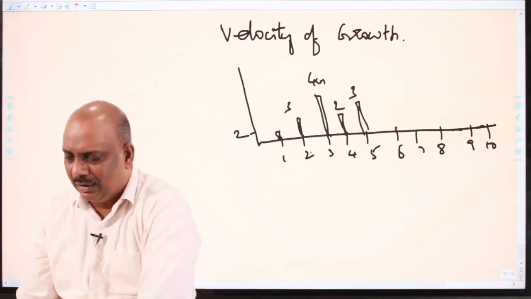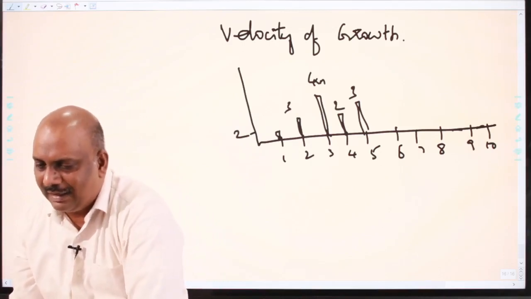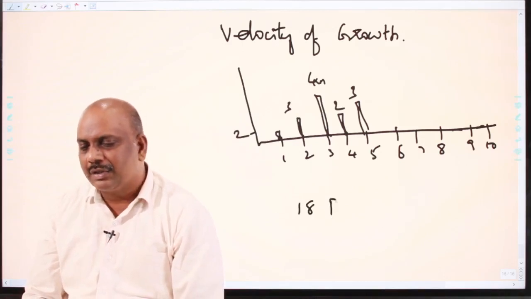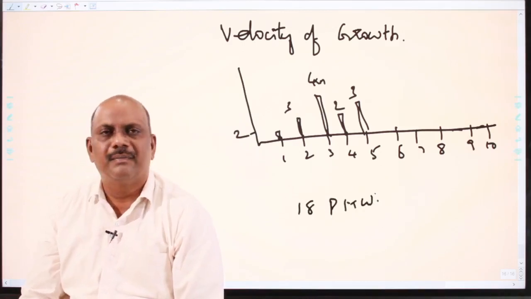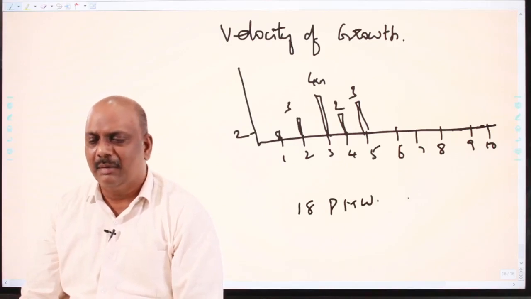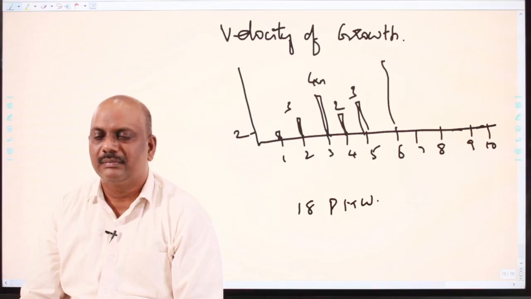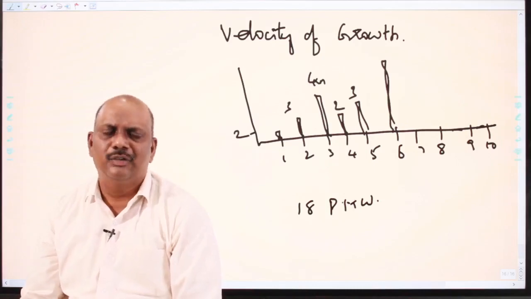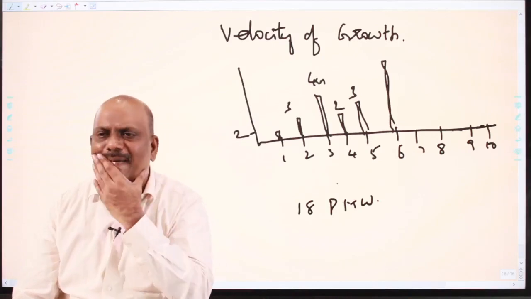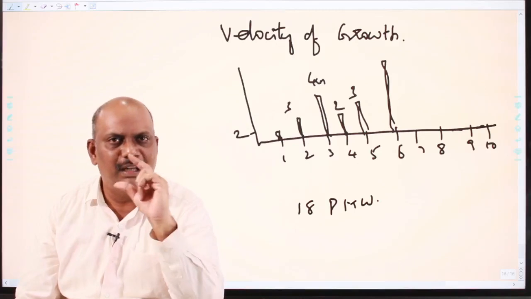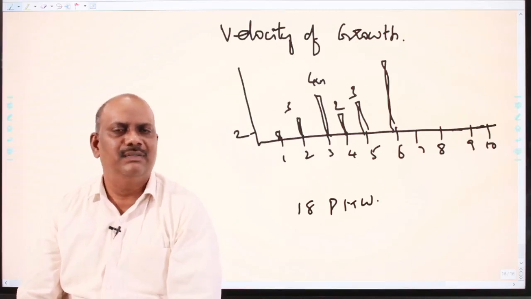So the peak velocity of length occurs at 18 post-menstrual weeks. In that particular week, we can expect a maximum growth of length. Can you understand what velocity of growth is? Velocity of growth means growth at a given point of time, within a given period of time. That we call velocity.